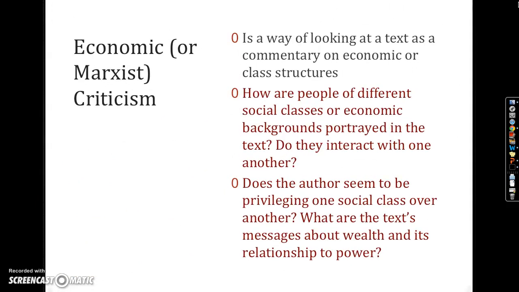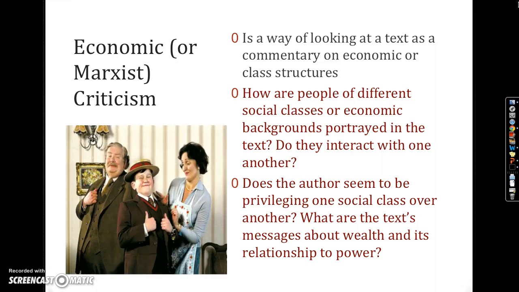Economic criticism is more formally referred to as Marxist criticism. This is a way of looking at a text as a commentary on economic or class structures. In Harry Potter, Rowling's villains are often rich in gold and cruel to those who are not, suggesting that wealth often makes one blind to his or her own privilege, and thus insensitive to the lives of others.